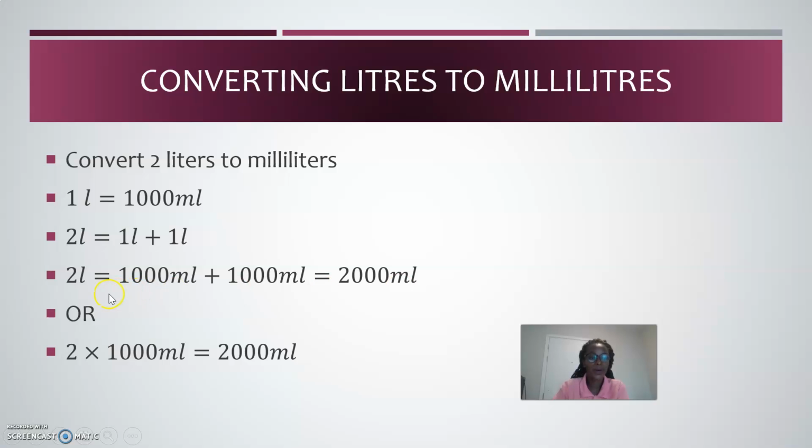Or as I said, we are converting a bigger unit to a smaller unit. You simply just multiply. You say 2 times 1000 milliliters, which should give you 2000 milliliters. At this point, I do not require you guys to know a certain one. All you have to do is pick one that you feel more comfortable with and then work with that.